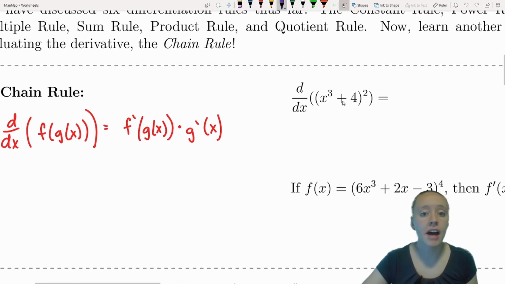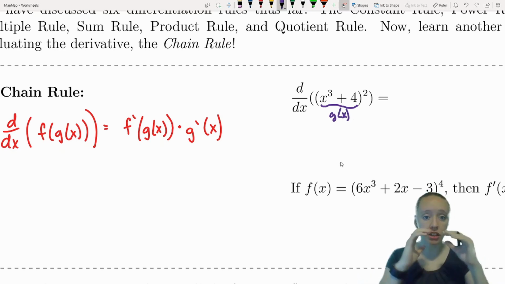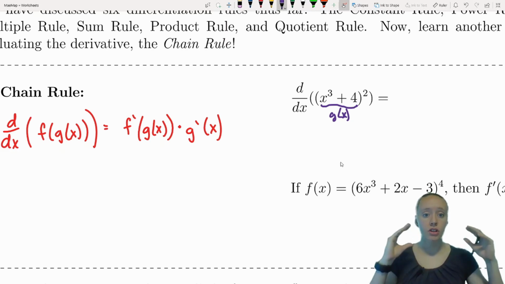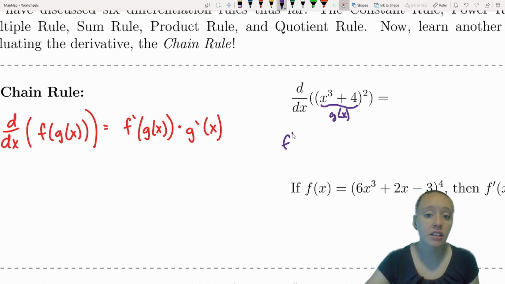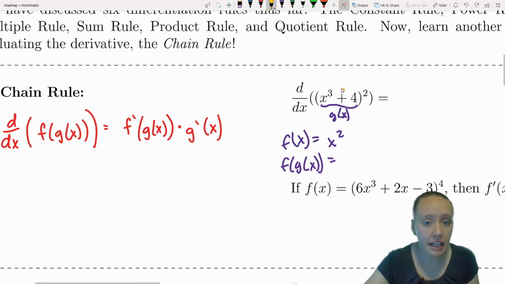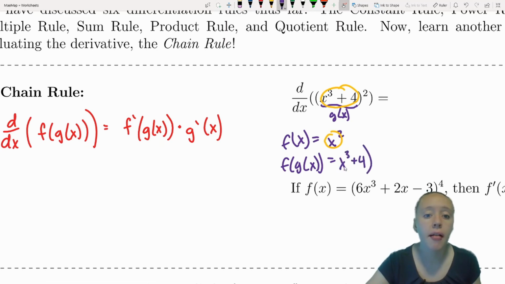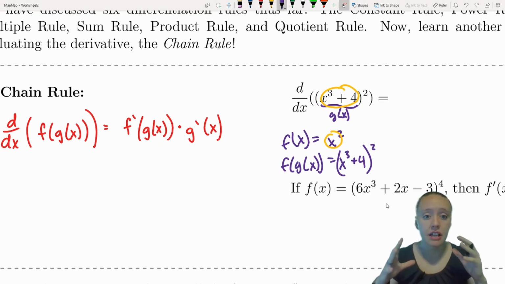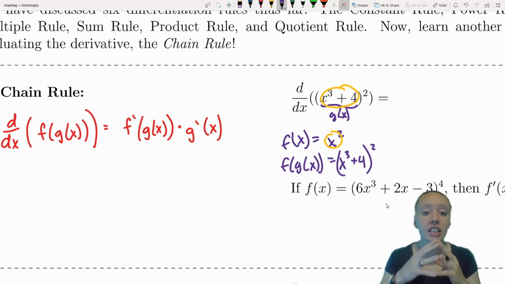In this first example, we have x cubed plus 4, that entire quantity squared. So we're going to set this inner parentheses, this x cubed plus 4, that is our g of x. So if that's our g of x, that function is squared. So our f of x is really x squared. So when we take f of g of x, if g of x is x cubed plus 4, remember we take that entire function and we're plugging it in for x. So taking x cubed plus 4 and plugging it in for x, that's how we're going to get our x cubed plus 4 squared.